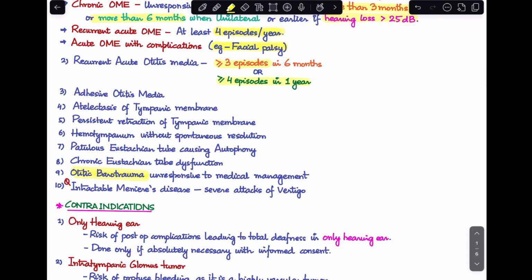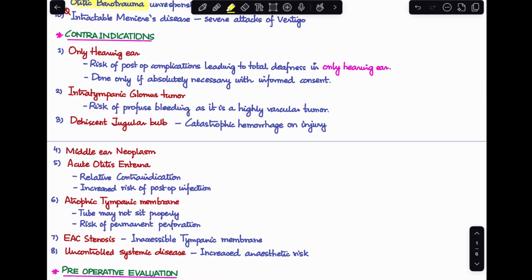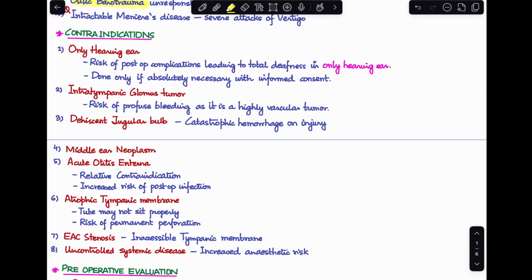Next, let's talk about what are the contraindications. When will we not do this surgery? So, our first contraindication here is when it is an only hearing ear. It is important to remember why, because in an only hearing ear, there is a risk of postoperative complications happening as a result of this surgery. If that happens in an only hearing ear, you actually risk total deafness to the patient. So, unless it is absolutely necessary to perform the surgery in these cases, you should not perform them.